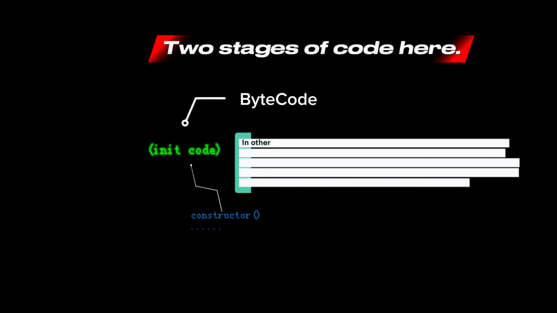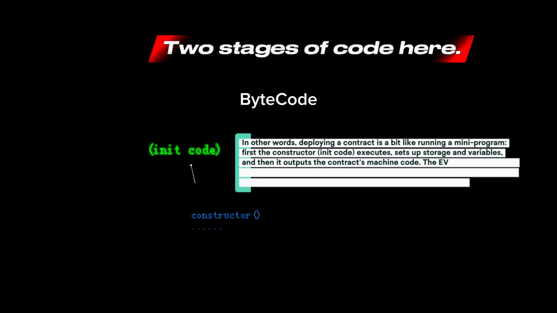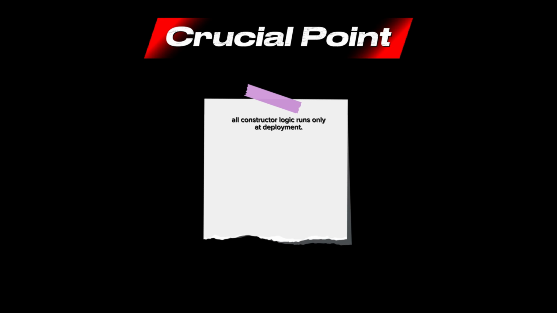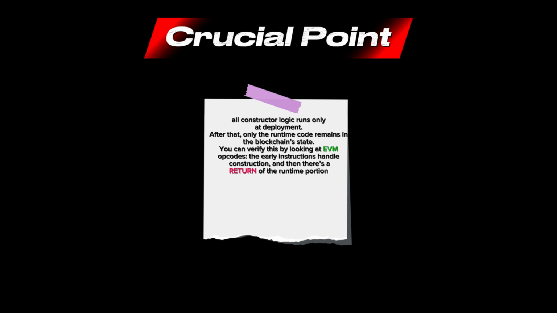In other words, deploying a contract is a bit like running a mini program. First, the constructor init code executes, sets up storage and variables, and then it outputs the contract's machine code. The EVM then stores only the returned runtime code as the contract's code. The constructor and any constructor arguments are not part of the final code on-chain. Now this is a crucial point. All constructor logic runs only at deployment. After that, only the runtime code remains in the blockchain state. You can verify this by looking at EVM opcodes. The early instructions handle construction, and then there's a return of the runtime portion.